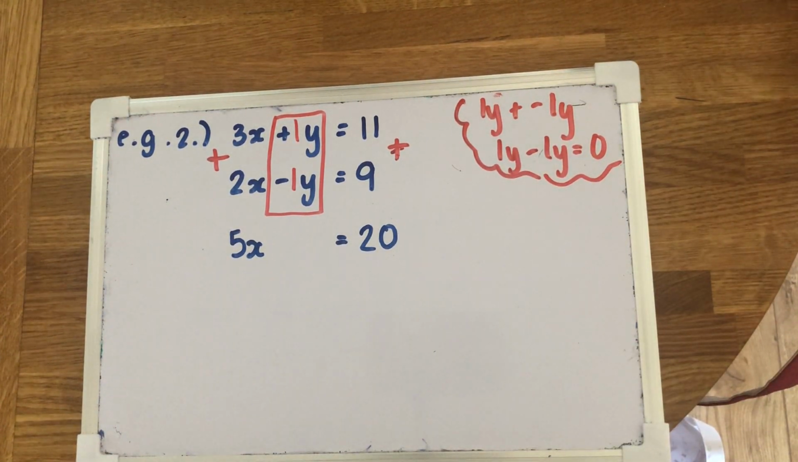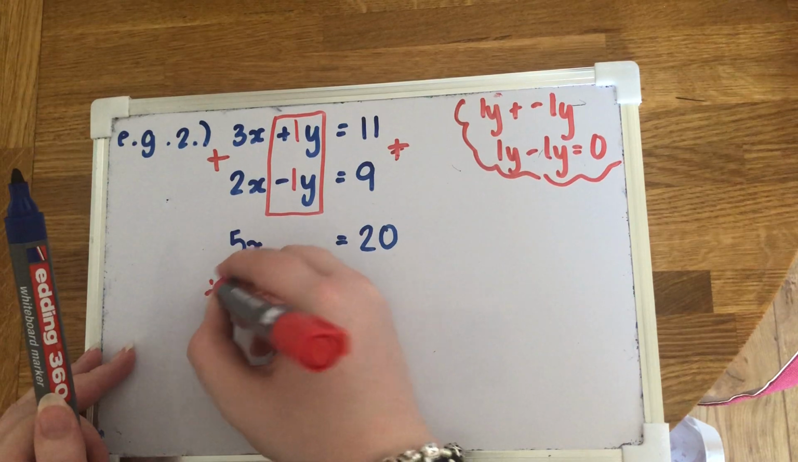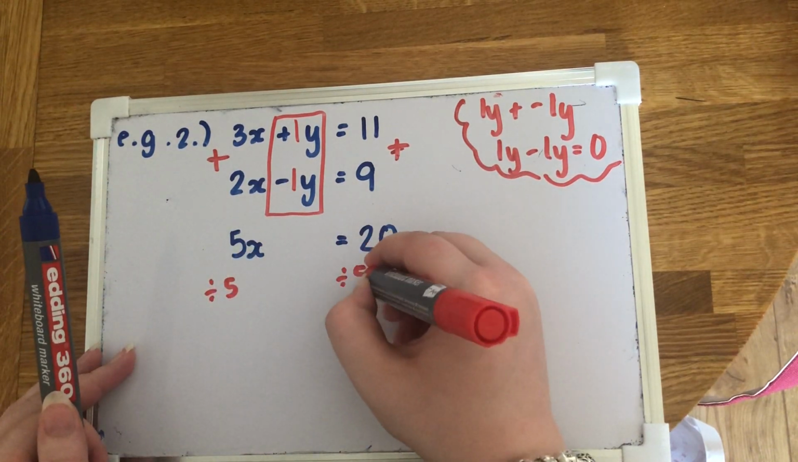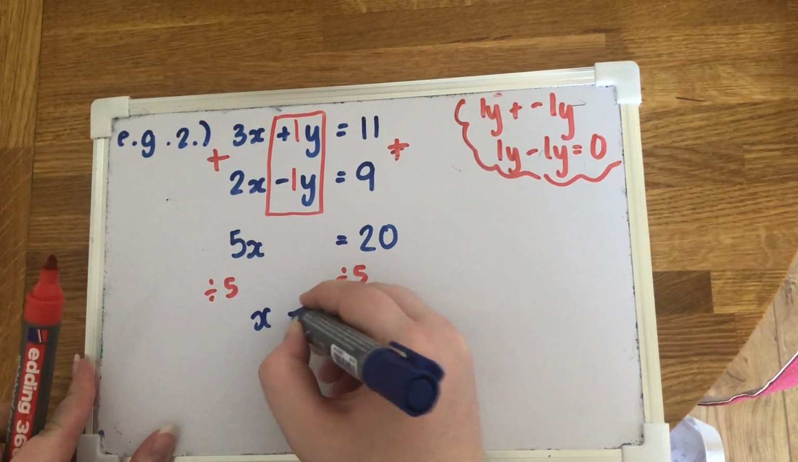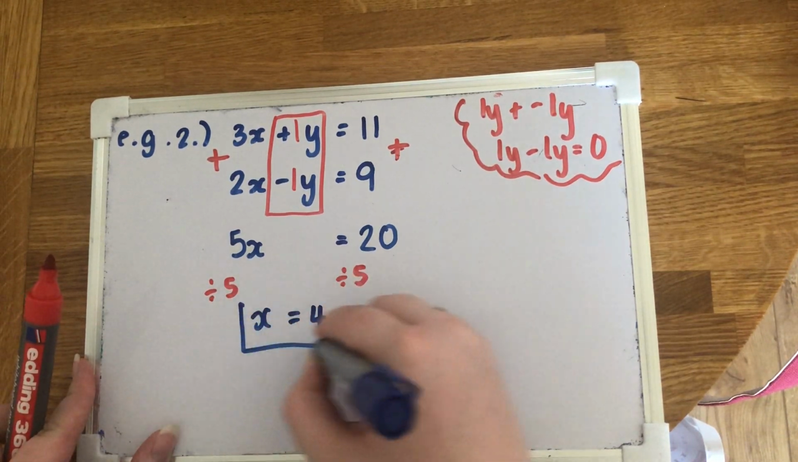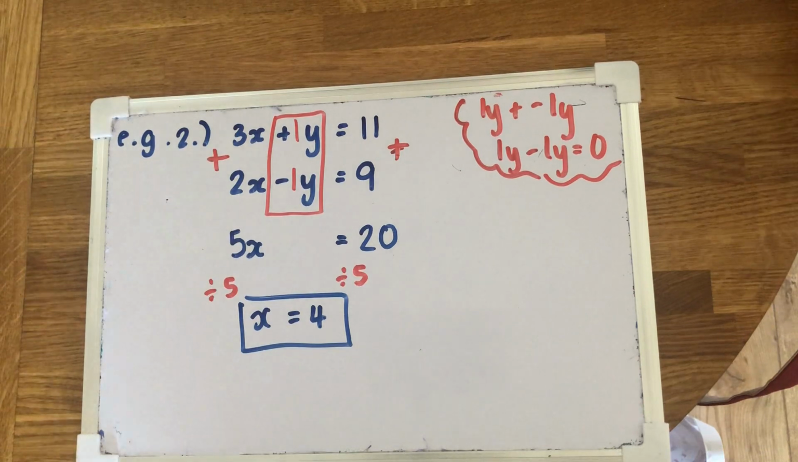Okay, and then we divide it just like we do with a normal equation. We're going to divide by 5 to work out what x is. So x is equal to 4. So that's step 2.